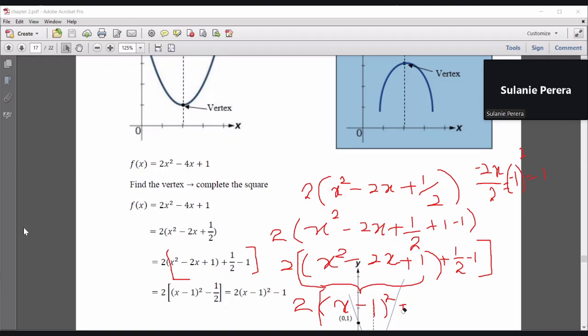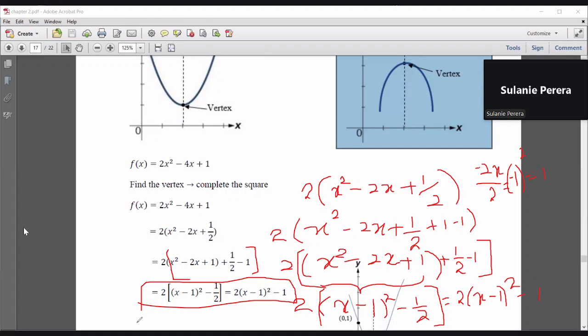Right? So I can simply write over here minus 1 half. So if I simplify this, I will get 2 times x minus 1 all squared minus 1. So this is what I have. Okay.